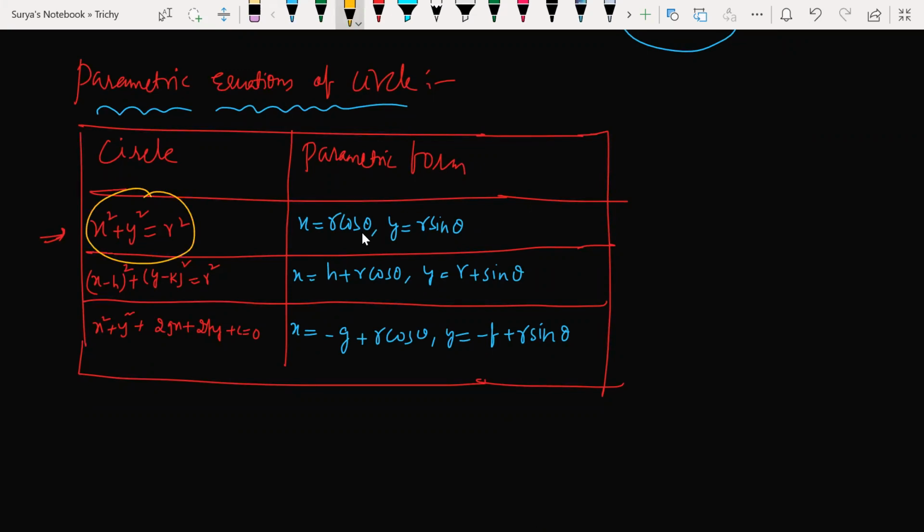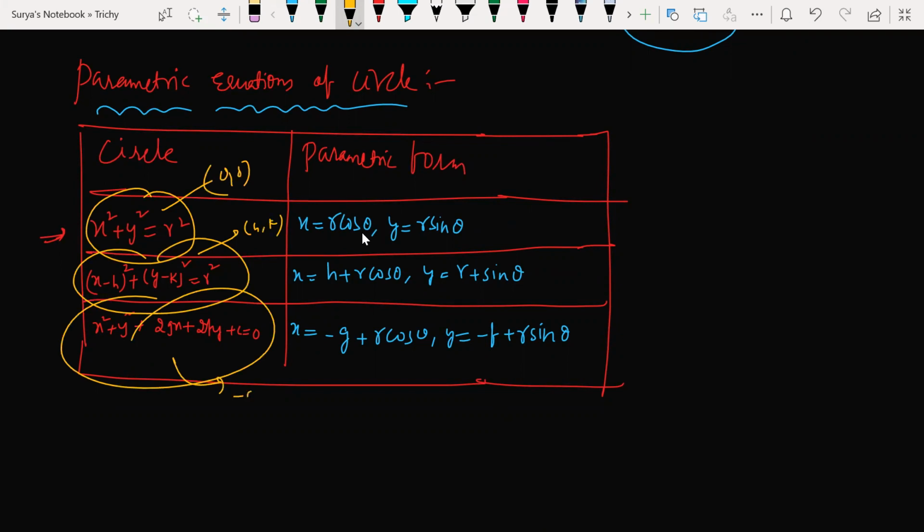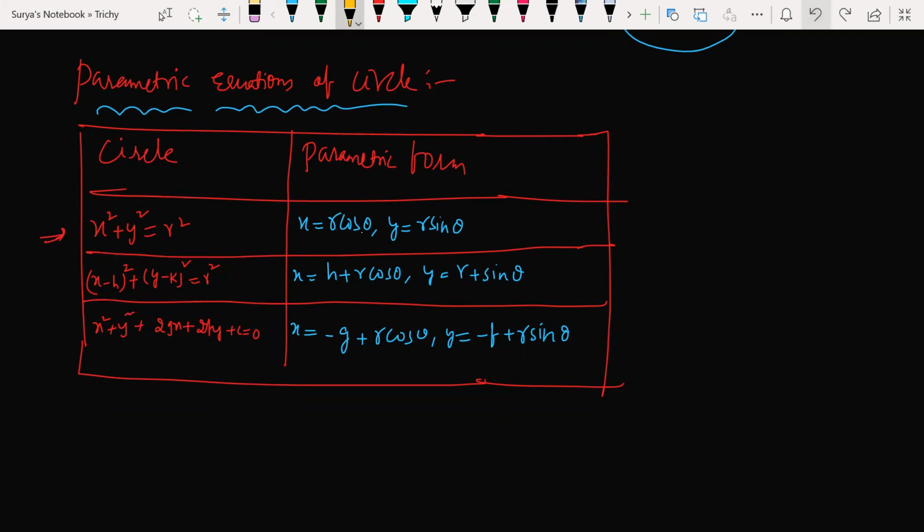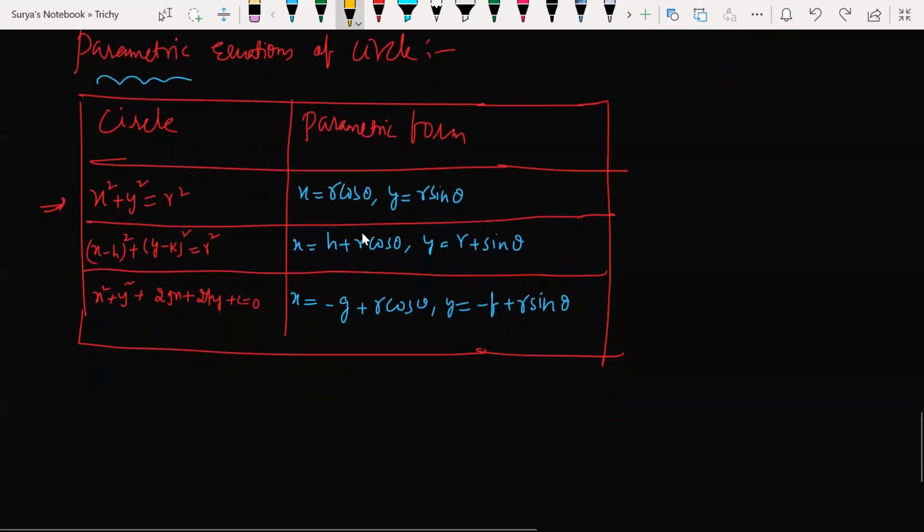What is the center of this yellow color circle? बताओ. Hello people. What is the center of this? 0, 0 तो center है ना? What is the center of this? H, K. What is the center of this? Minus g, minus f. These are different circles with different centers. Okay? So that's what I told, and that is what we have discussed. Now let us see the proof of this.